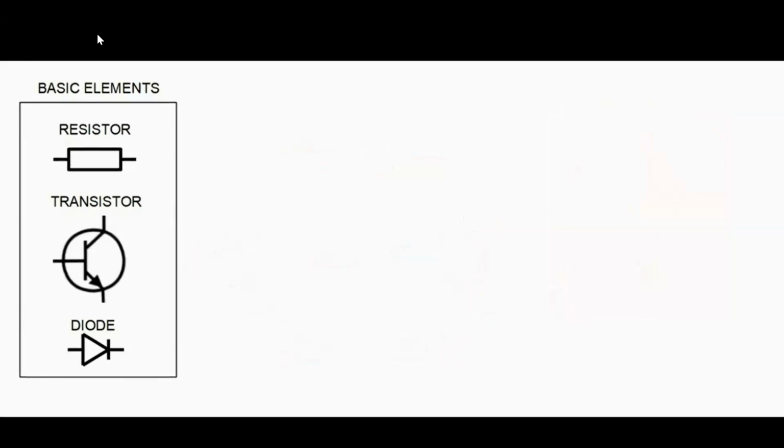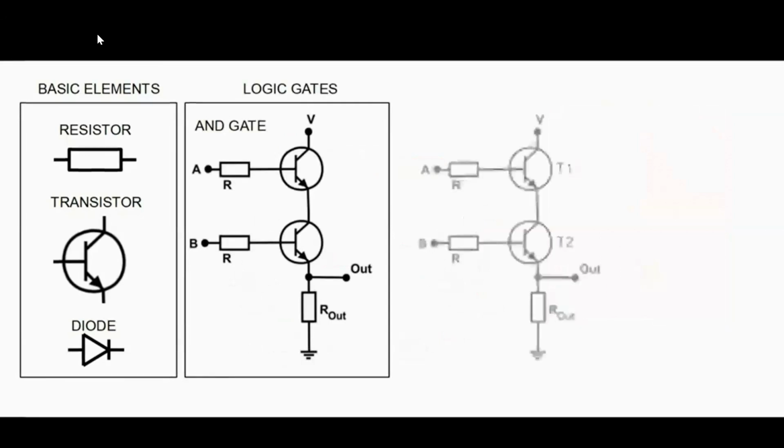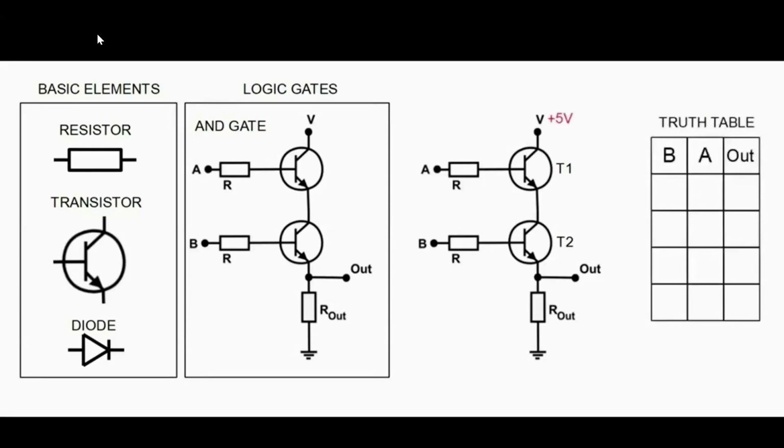Using these basic elements, we can create something called a logic gate. And this is very important, because this is the link that allows us to go from analog electronics to digital electronics. Here, for example, you can see a logic AND gate made from two transistors and three resistors. Suppose we have connected plus 5 volts to the collector of transistor T1. If there is 0 volt on input A and input B, there will be 0 volt at the output. If we apply plus 5 volts on input A and 0 volt on input B, the output also gets 0 volt.